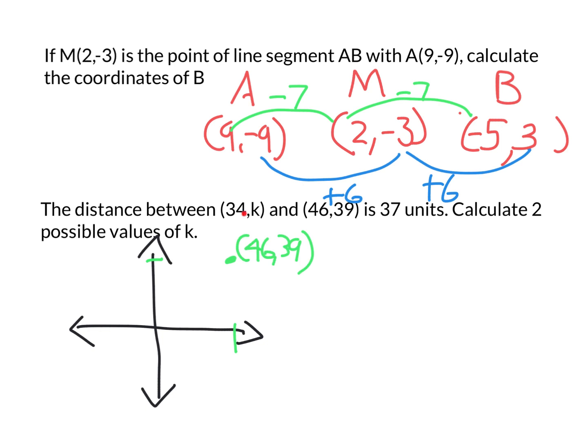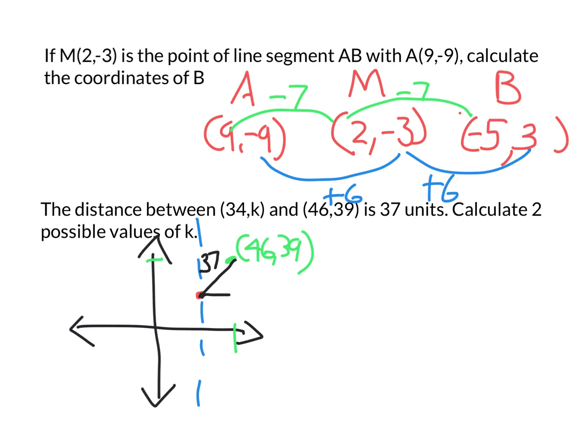So (34, k), this tells us that the x coordinate is 34. So the x coordinate of 34 will be about here. The point is going to be somewhere on this line. We're saying the x coordinate is 34, and we have to find what the y value will be. So let's just put the point here for argument's sake. So what we're told is the distance between these 2 points is 37.